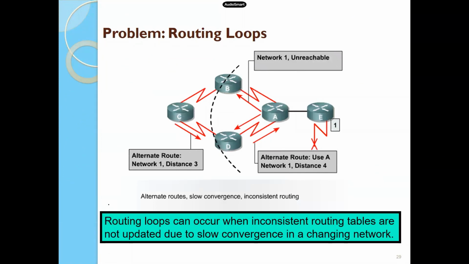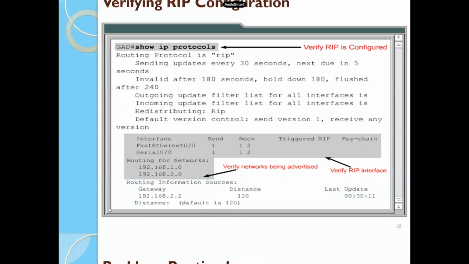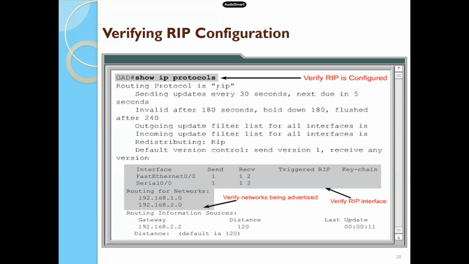Okay, something is wrong. All right. So RIP updates happen every 30 seconds, and the next one will be due in 5 seconds. It shows when the next update will happen. After 180 seconds, the message will be considered invalid because of the delay. It will hold down for another 180 seconds.